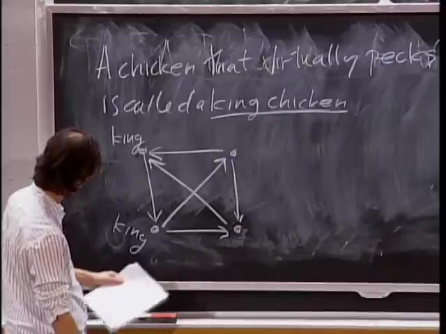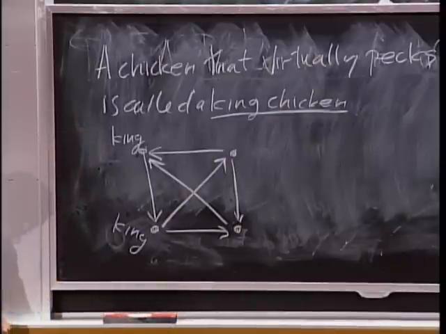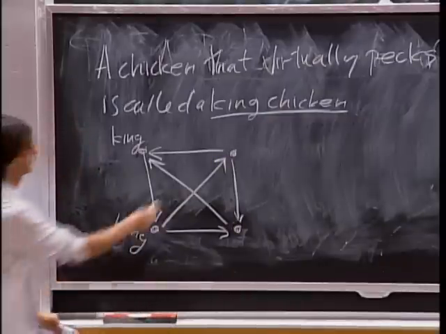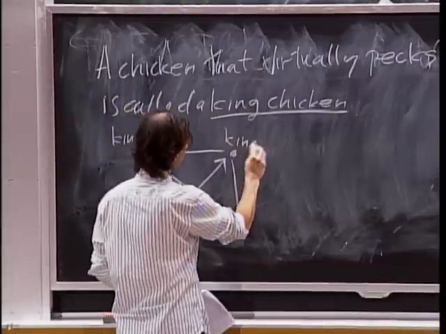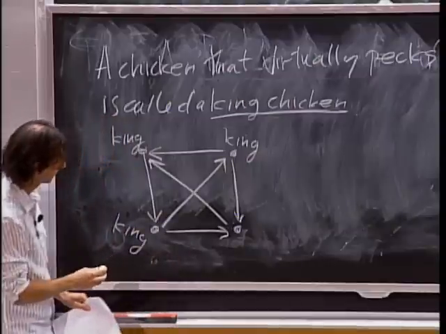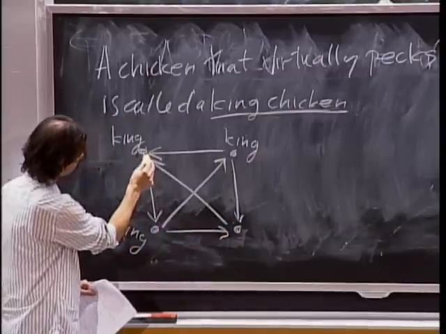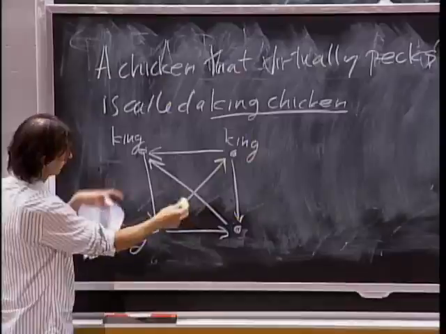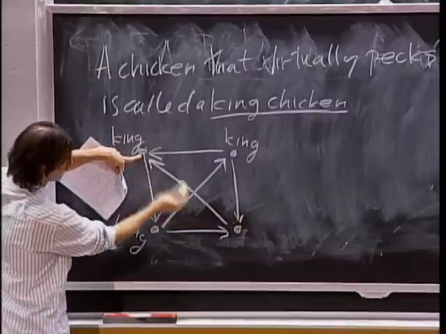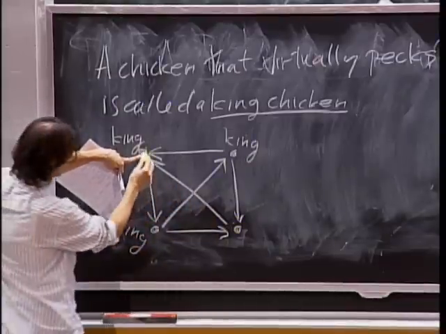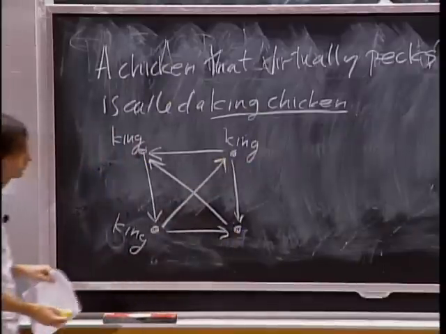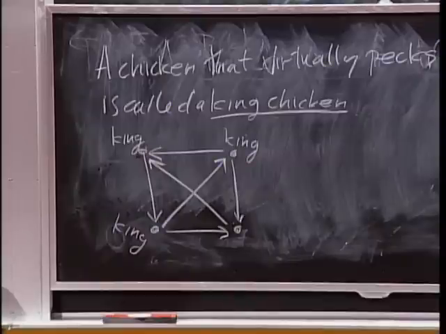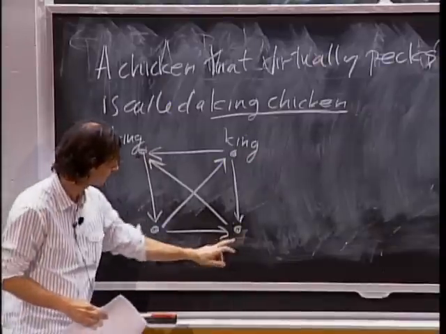The top one on the left, over here. Yeah, so this one is king as well. Now what about this one? Well, it can peck this one, and then it's in one more step from here, because there's only one outgoing edge. It can virtually peck this one, but not this one. So this one is definitely the loser of the 4. So he's not the king.